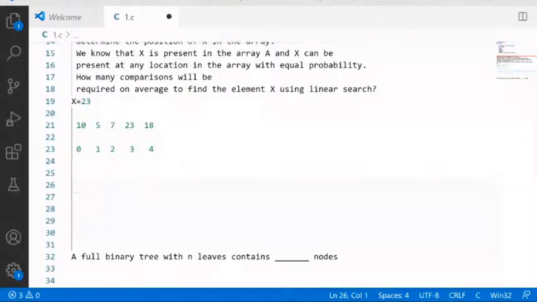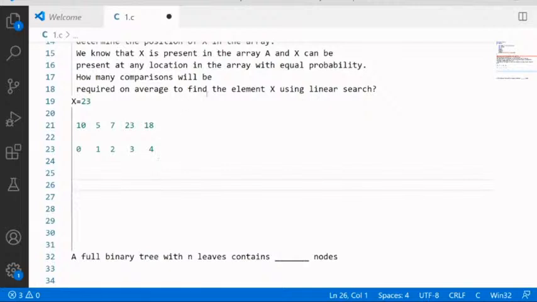To find the average comparison, first of all, we need to find how many possibilities exist in a given array. X can be found at index 0, first possibility. X can be found at index 1, second possibility. It can be found at index 2, third possibility. It can be found at index 3, fourth possibility. It can be found at 4, fifth possibility. So it can be present at any location.